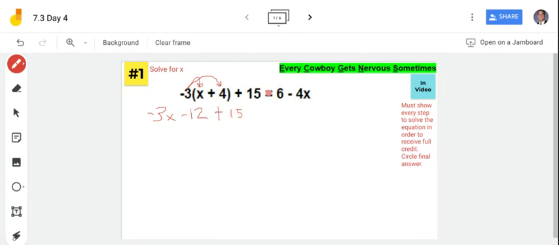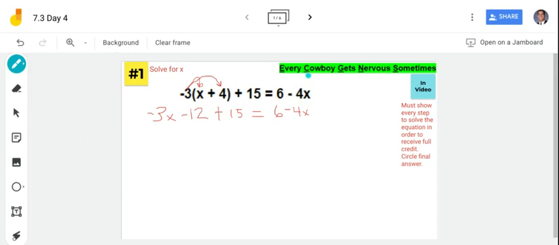Okay, bring my equal sign down. On the right side of the equation, I have no parentheses. I'm going to bring the 6 minus 4x down as well. Okay, so I just did step 1. I eliminated the parentheses. As you can see now, look at my equation, and I have no parentheses since I eliminated them by the distributive property.